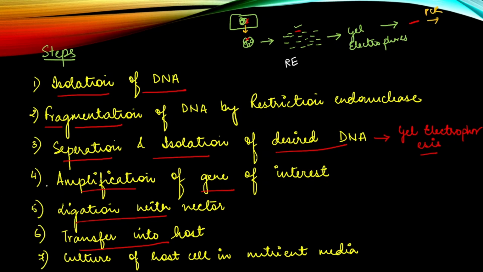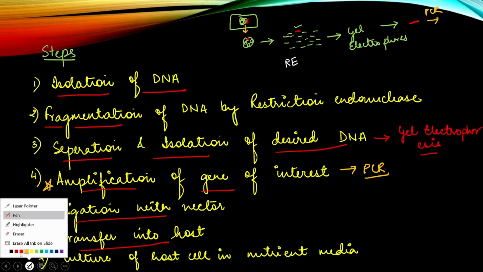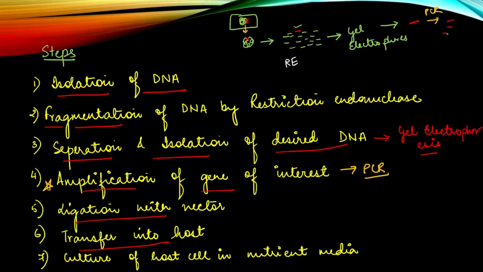PCR is mentioned as amplification of gene of interest. It is done by PCR. So here we will apply PCR. Now after PCR, what will we get? We'll get many copies of the gene, many copies of the desired gene. That depends on how many cycles we run in the PCR machine, right?